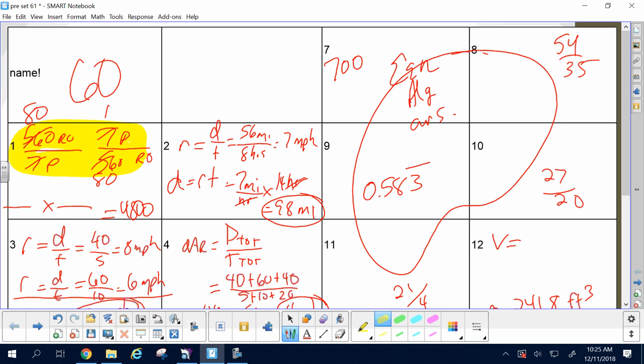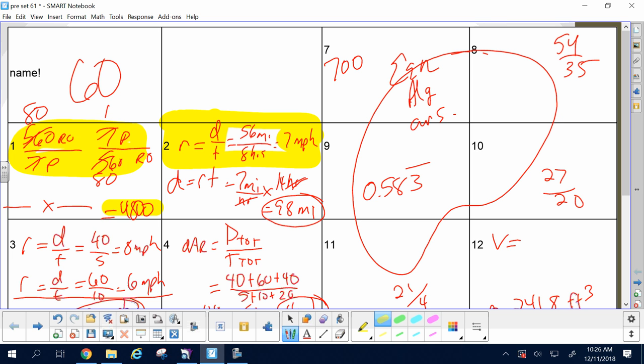Alright, here we go. Number one is 4,800. Number two, you should have, at the very minimum, used the rate, distance, time formula for the first part. So you should be working with rate as distance over time. I believe it said FSD in the box, yes? Okay, so rate is distance over time, so the rate is 7 miles per hour.